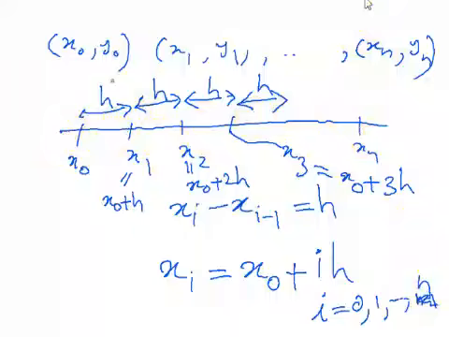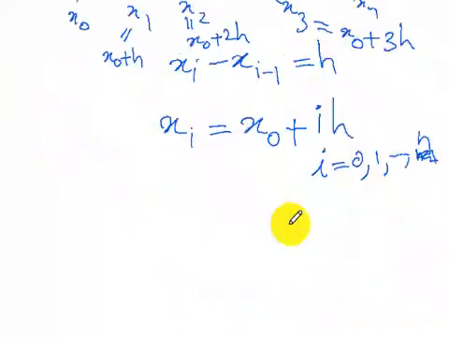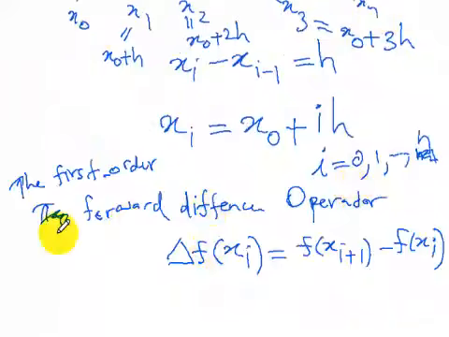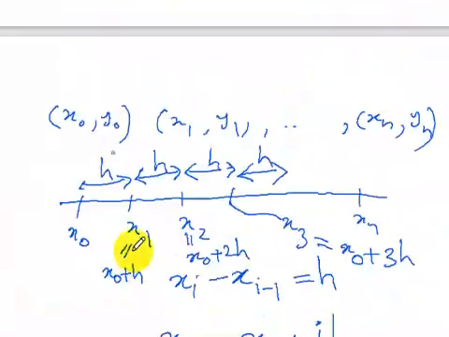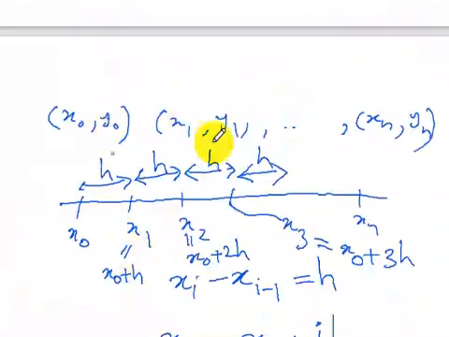Let's move forward. Here I am going to define the forward difference operator. The first order forward difference operator is denoted by delta f of xi. So what are the f of xi's? These are the corresponding y values.